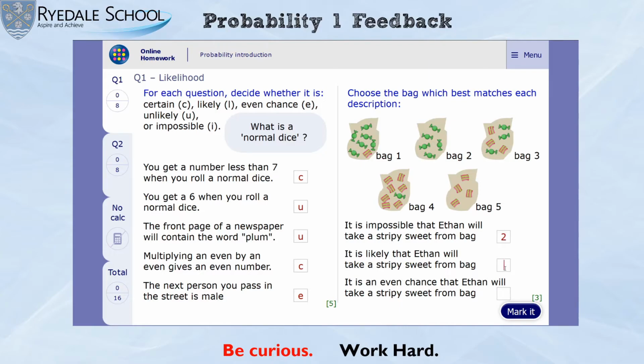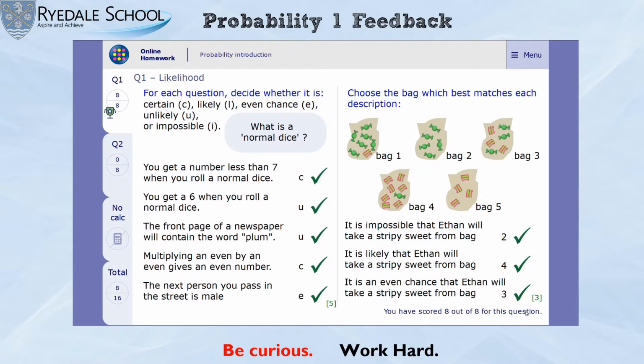It is likely that Ethan will take a stripy sweet. Now, if it is likely, it means there must be more stripy than non-stripy. So that's bag 4. And finally, it is an even, which I call equal. It is an equal chance that Ethan will take a stripy sweet. So we're looking for the bag that has an equal number of stripes and non-stripes. And that is bag 3. Click mark it. There we go.